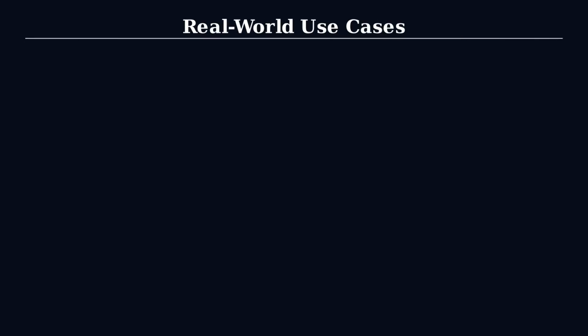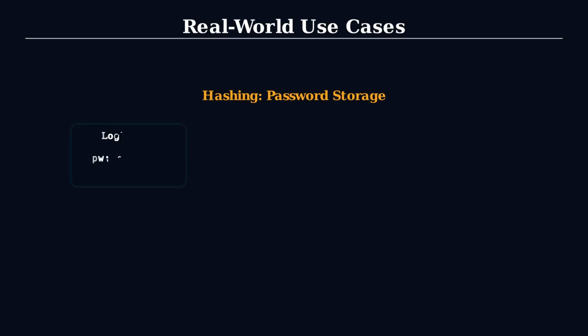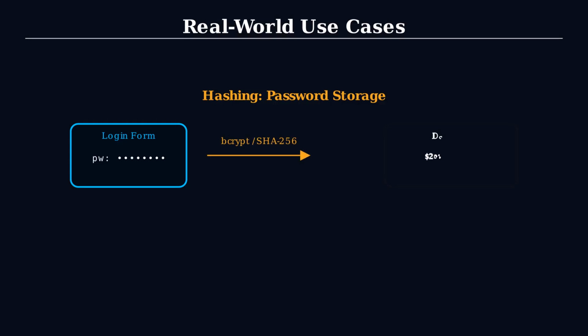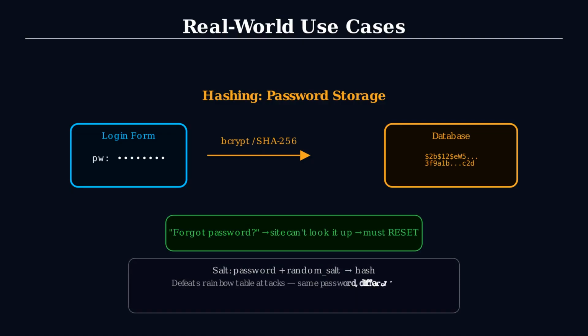Where do we actually see these in action? Every time your browser connects to a website using HTTPS, encryption is working. Your browser and the server negotiate a shared key and use AES to encrypt everything flowing between them. Your bank, your email, your messages, all encrypted in transit using TLS. Now for hashing. When you create an account on any modern website, your password is never stored as plain text. It is hashed. When you log in, the site hashes what you typed and compares it to the stored hash. They never need to see your actual password.